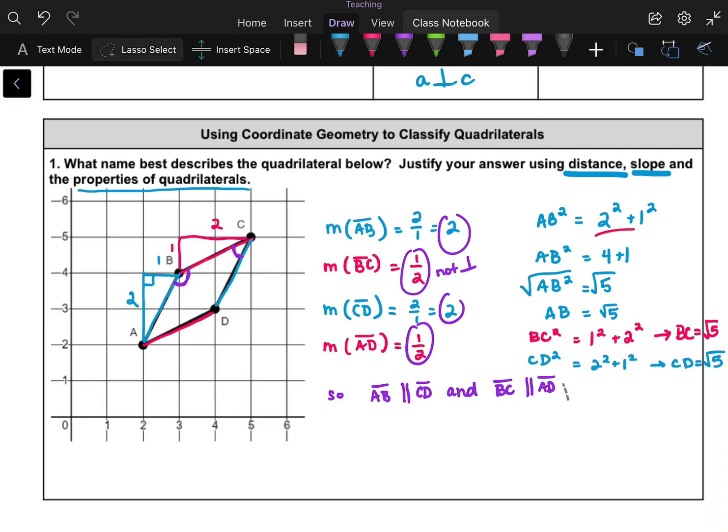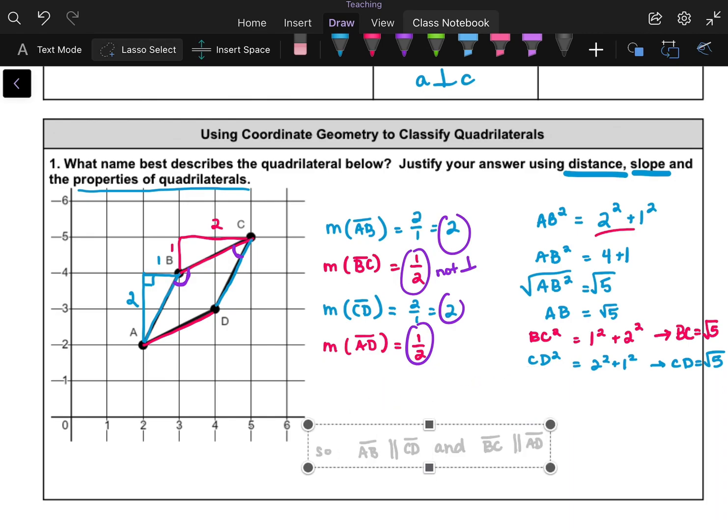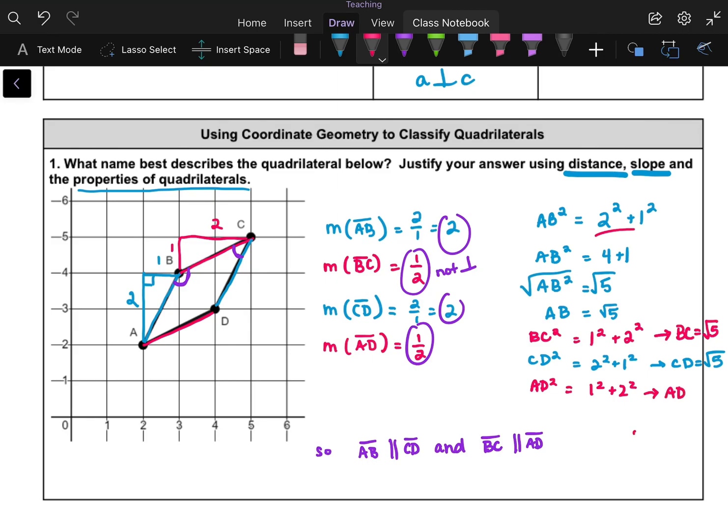I'm going to move this down for us so we have enough space. And then our last side, whoops, I wanted that to stay. Okay, so our last side, AD squared, was also equal to 1 squared plus 2 squared. So side AD equals the square root of 5.